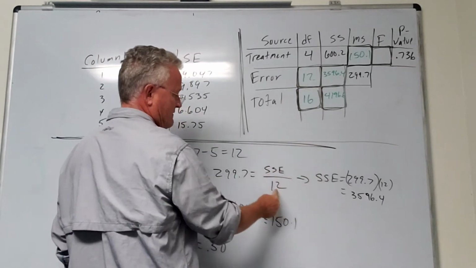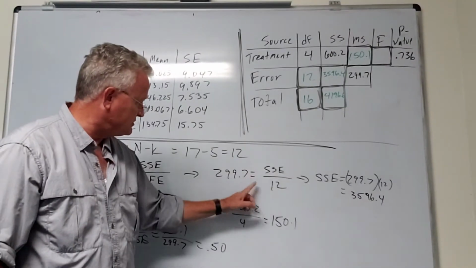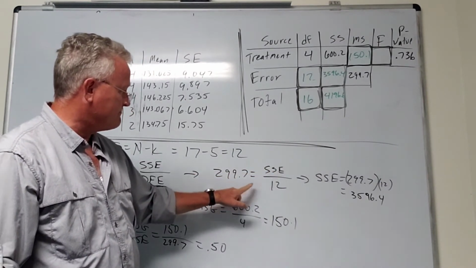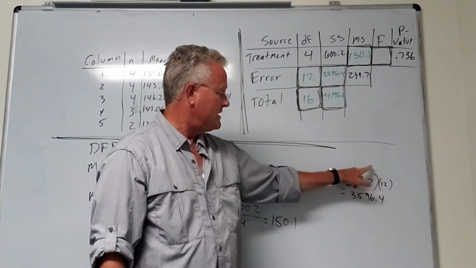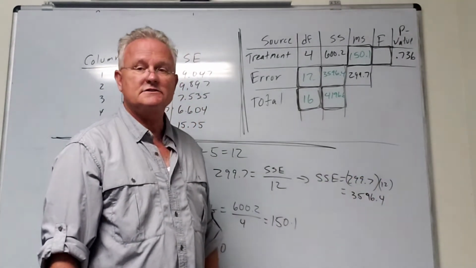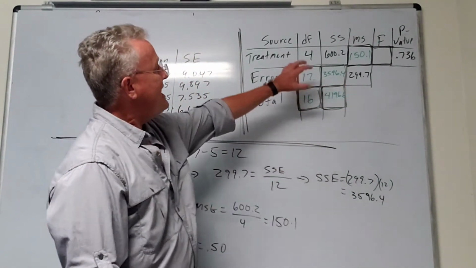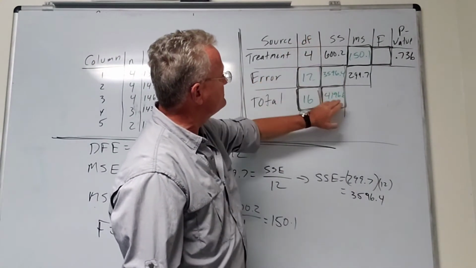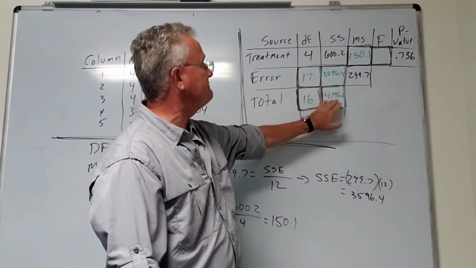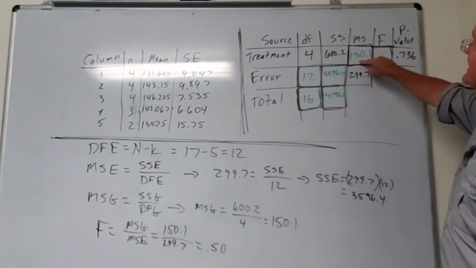DFE, that's 12. Now if we multiply both sides of this equation by 12, we get SSE equals 299.7 times 12. Get out your calculator and multiply that, you get 3596.4. So that's where that number comes from. Add these two numbers to get this number, 4196.6.